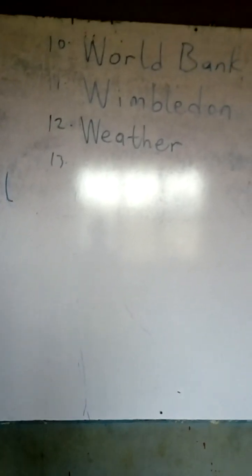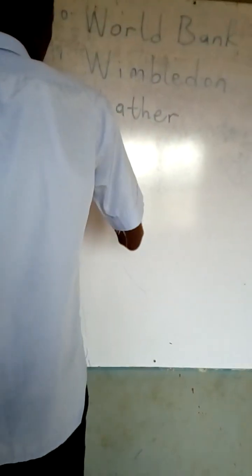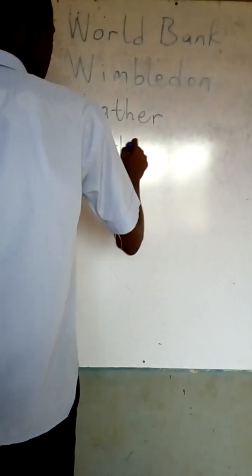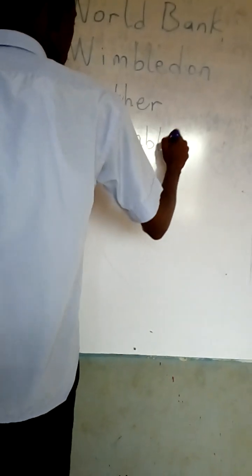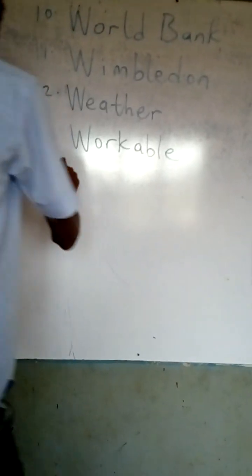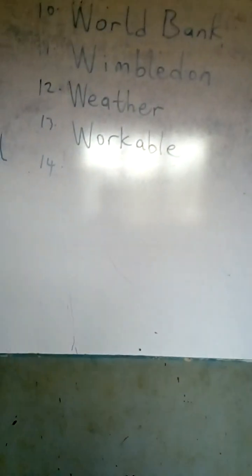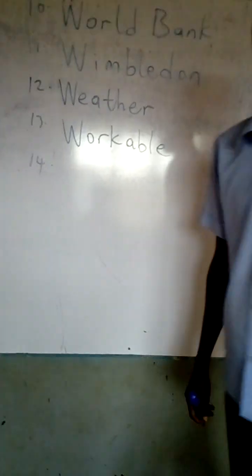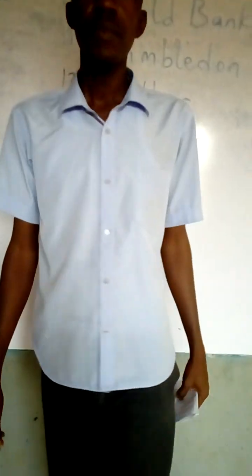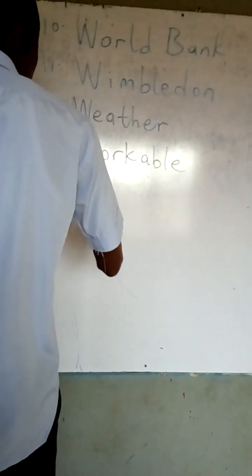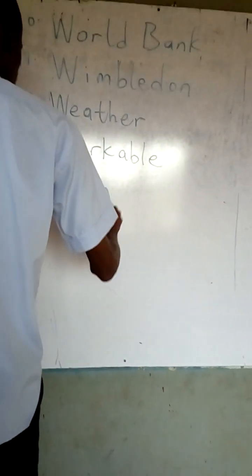Now, the next one is walkable. Spell walkable. W-O-R-K-A-B-L-E. Very good. Walkable. Now, the next one is wag. Spell wag. W-A-G. Very good.